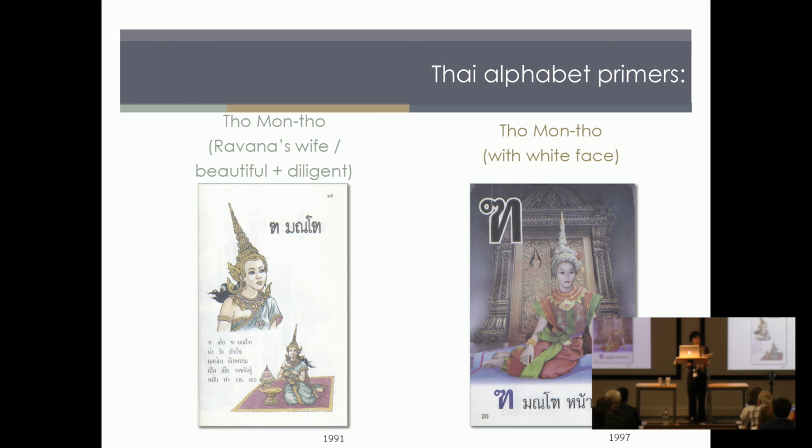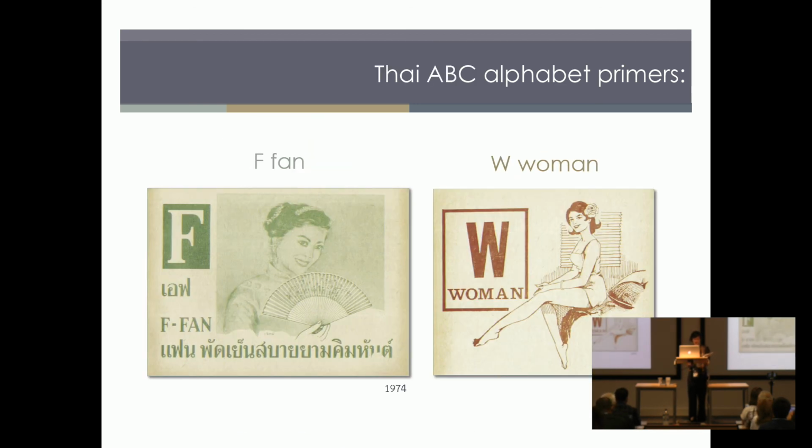Furthermore, in Thai ABC primers, women representations are portrayed on the pages of alphabet F, Fan, and W, Woman. These are evidences that social ideologies about womanhood and femininity are embedded in the alphabet learning process throughout the author's signification.